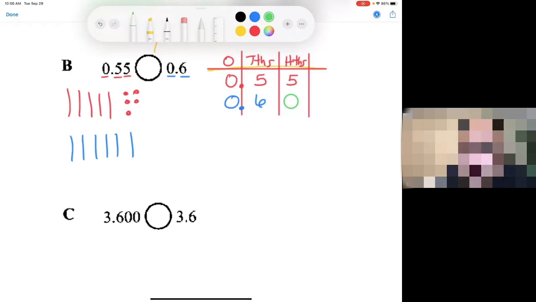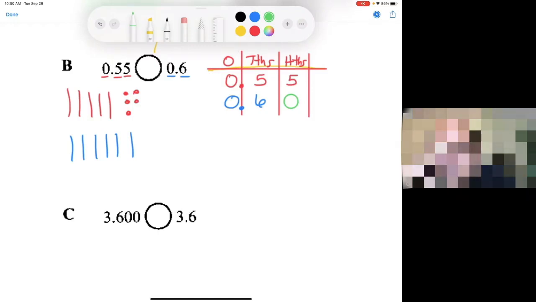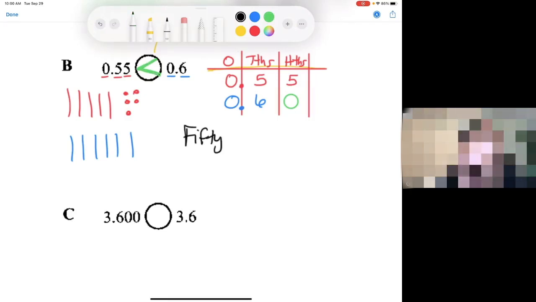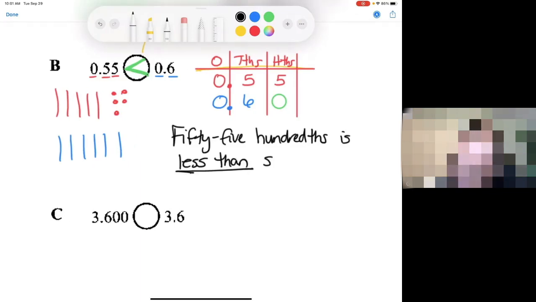It's not a big deal. So which one's bigger? Okay, what can we say about these two? 55 hundredths is what? Then 6 tenths. Less, definitely. Okay, so we open up the mouth to eat a chunk of the bigger guy, and so we write it. 55 hundredths is less than 6 tenths. We can do it money-wise. We got 55 cents versus 60 cents.